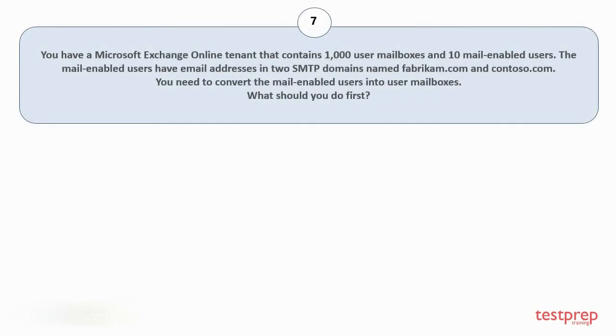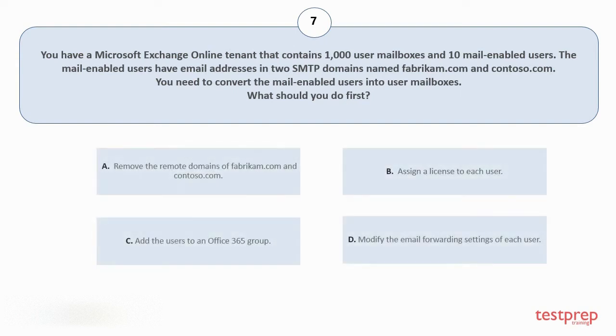Question number 7. You have a Microsoft Exchange Online tenant that contains 1,000 user mailboxes and 10 mail-enabled users. The mail-enabled users have email addresses in two SMTP domains named fabricam.com and contoso.com. You need to convert the mail-enabled users into user mailboxes. What should you do first?